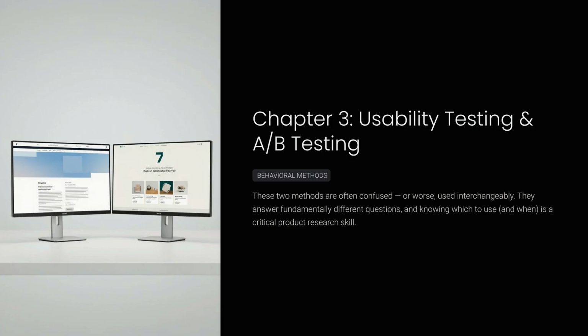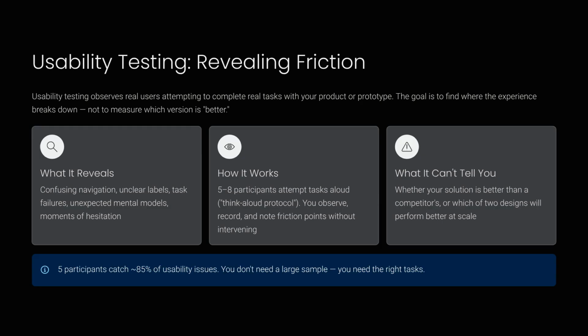Moving on to Chapter 3, we differentiate between usability testing and A/B testing. These two behavioral methods are frequently confused or used interchangeably, despite answering fundamentally different questions. Usability testing focuses on revealing friction by observing users as they attempt to complete real tasks. The primary goal is to identify where an experience breaks down, not to compare different versions for preference.